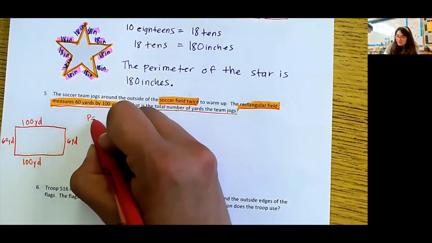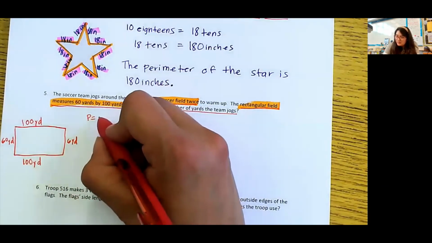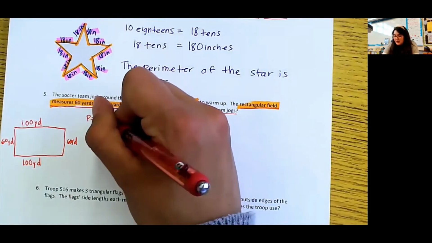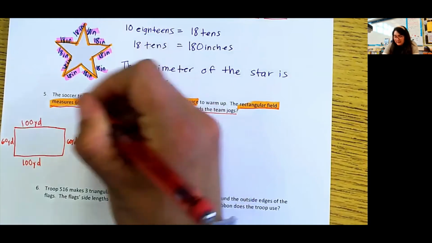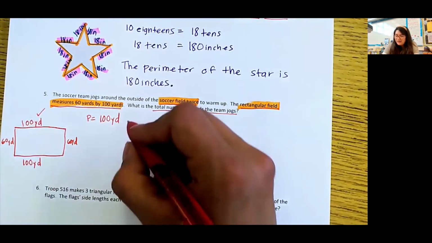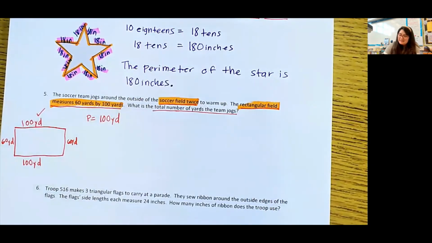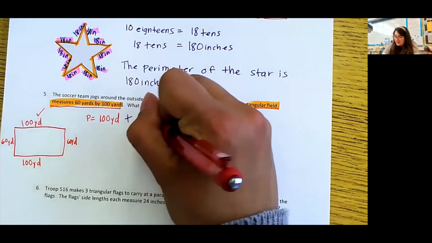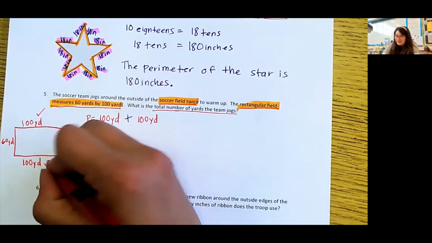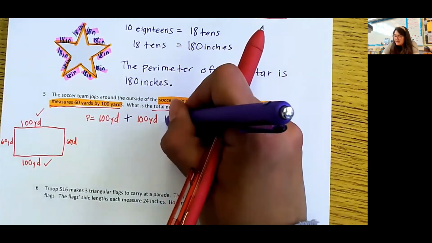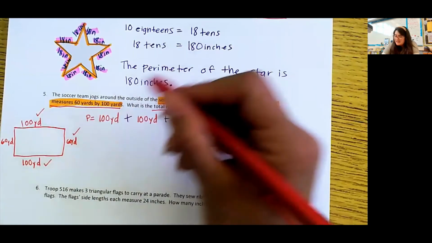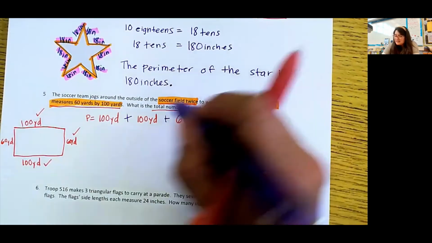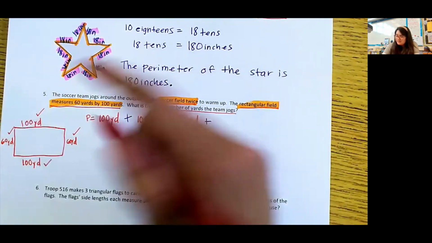So to find the perimeter, we're going to add, oh, that's 60, not 6. We're going to add 100 yards, and I'm putting a check because I've added that one, plus 100 yards, and that's another check, plus 60 yards, plus 60 yards.